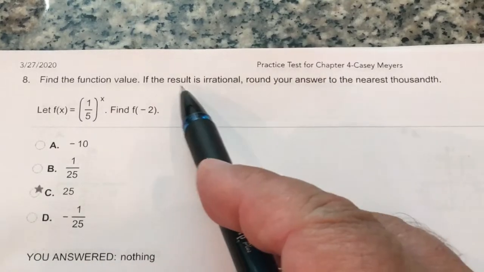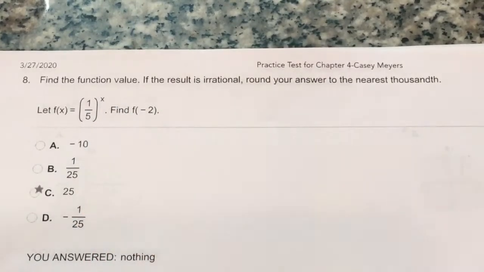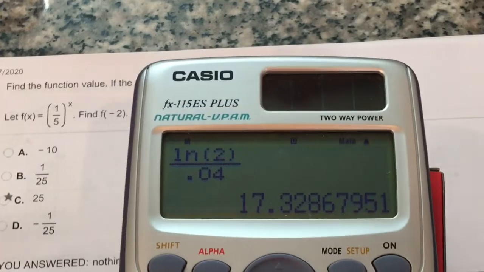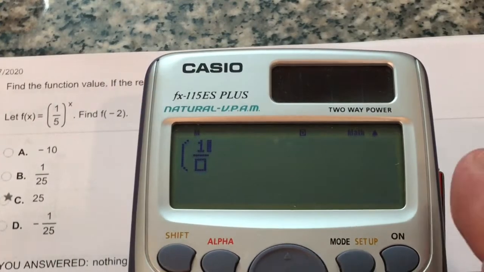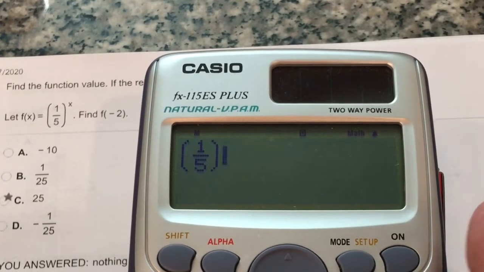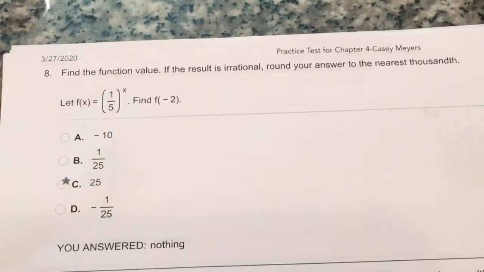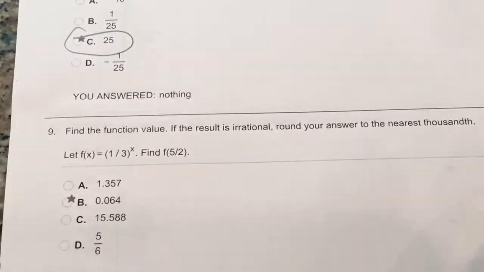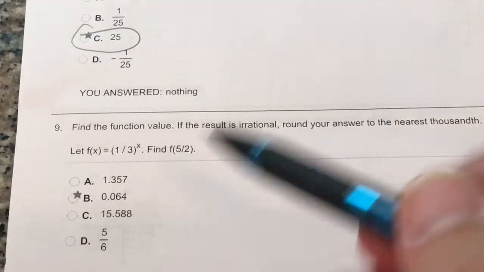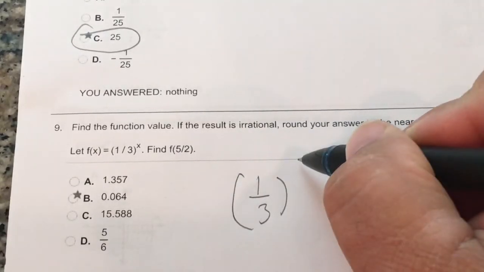This one is just a calculator key in, so I'm going to take 1/5 and raise it to the negative 2 power. So I'm just going to type in parentheses, fraction bar 1/5, and raise that to the negative 2 power. And it'll give me a 25, and that's it. Just a plug-in. Now they want me to raise 1/3 to the 5 halves. So they want me to take 1/3 and raise it to the 5 halves power.